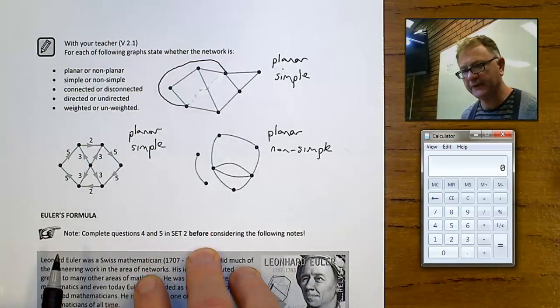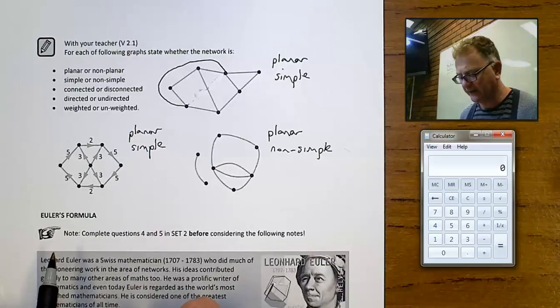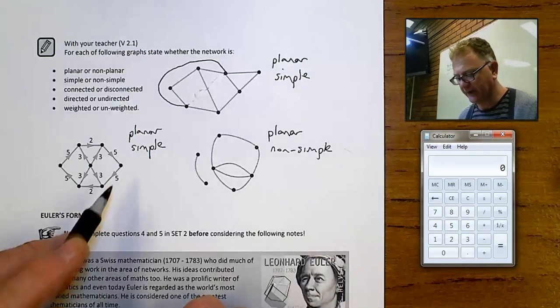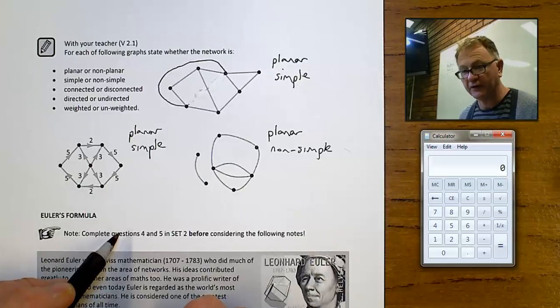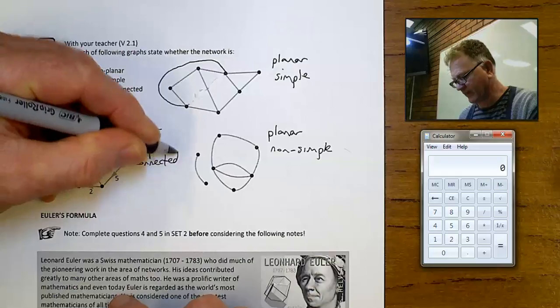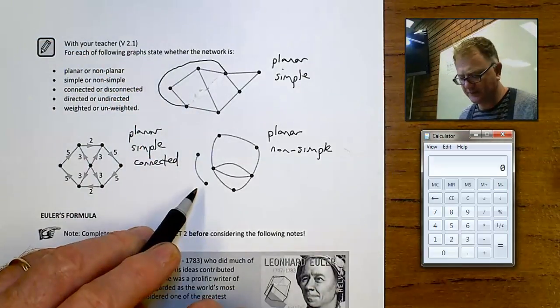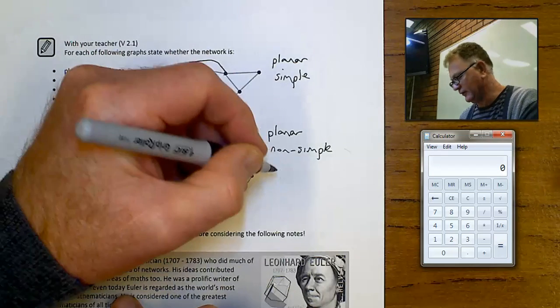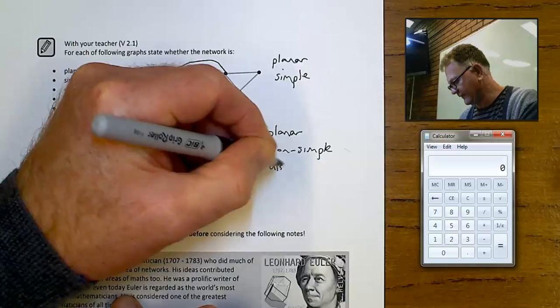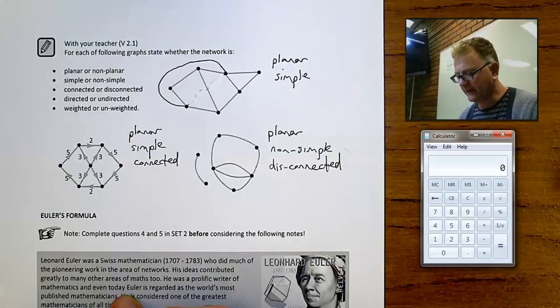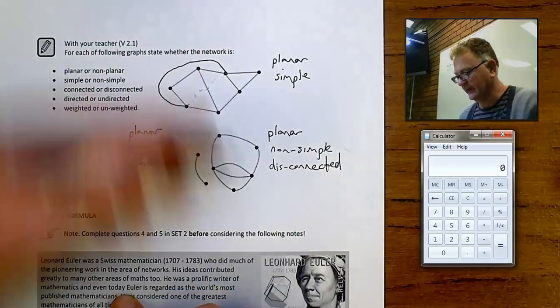Connected or disconnected? A network is connected if between any 2 vertices you can find a path via means of edges. So from any point here you can get to any other point via means of the edges. This is a connected network. Whereas this one here, you cannot get from either here or here onto the main part of the network, so this is disconnected or not connected. This one here, from any vertex you can get to any other vertex. It's a connected network.